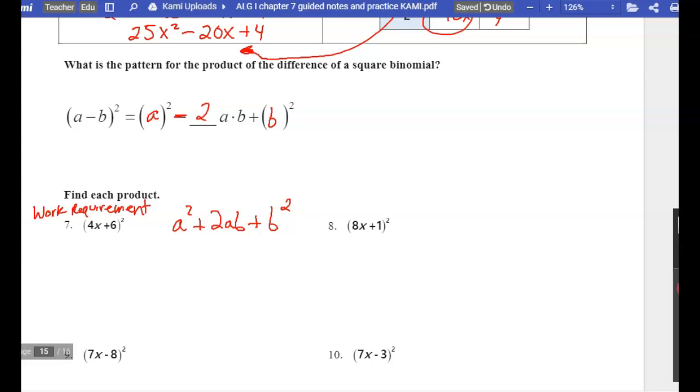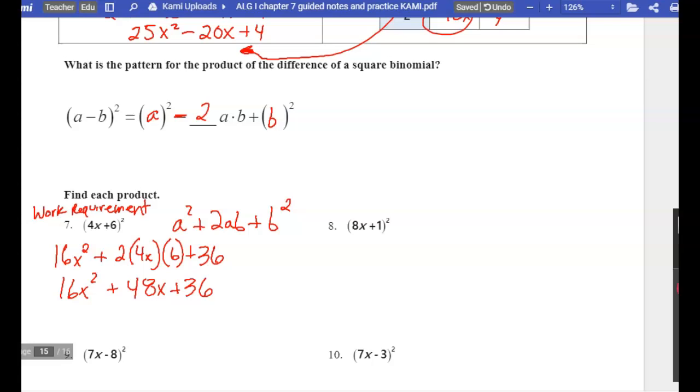So you can just write the 16x squared, that's fine. But then here, I want you to write just like this, 2 times 4x times 6. And then you can do your b squared. So I want to see this part so that I know that you're applying the formula. And then you have 2 times 24, so you end up with 48x.